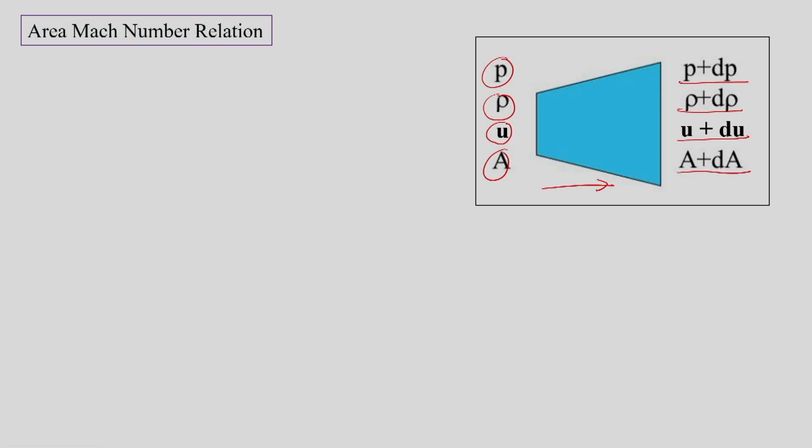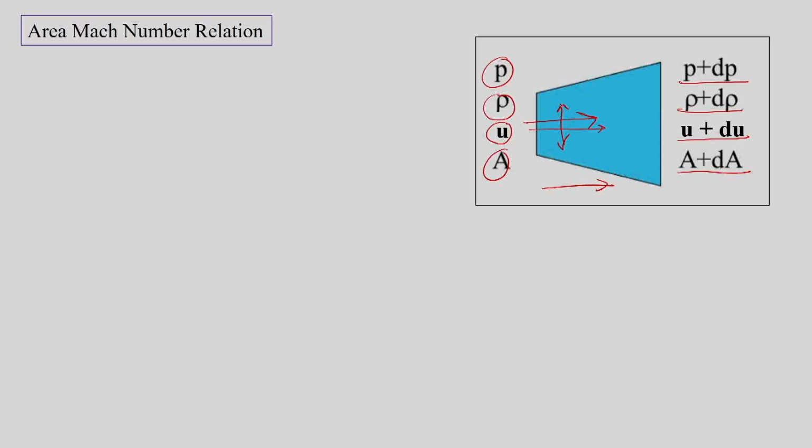Such a condition is no more one dimensional, since here the area is varying in the direction of flow. That is why there are changes in the fluid properties in the direction of flow, and there are certain changes normal to the direction of flow. If the changes which are happening normal to the direction of flow are small, then such flows are called quasi one dimensional flows.